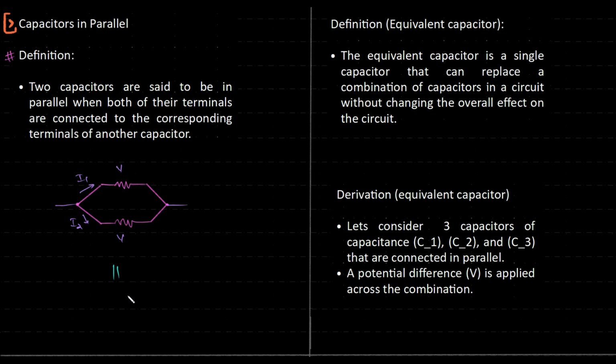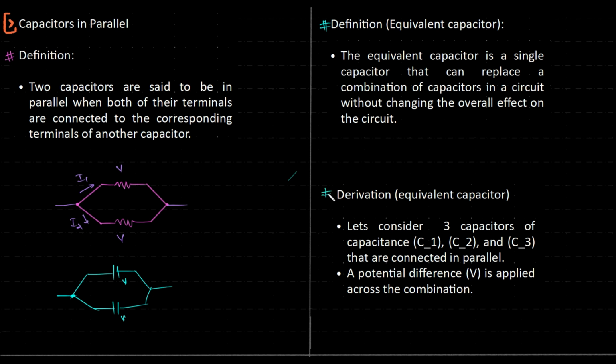Here too we'll have capacitors connected in parallel in a similar manner. In terms of nodes and everything, it's the same, and the voltage drop will also be the same. So two capacitors are said to be in parallel when both of their terminals are connected to the corresponding terminals of another capacitor. Right? That pretty much sums up the diagram. Equivalent capacitor is that single capacitor which can do the same thing as what this can do.